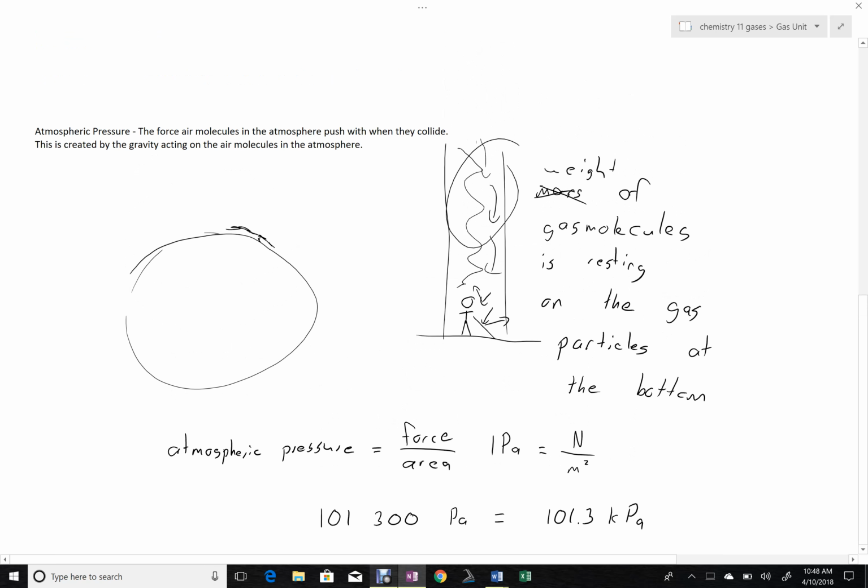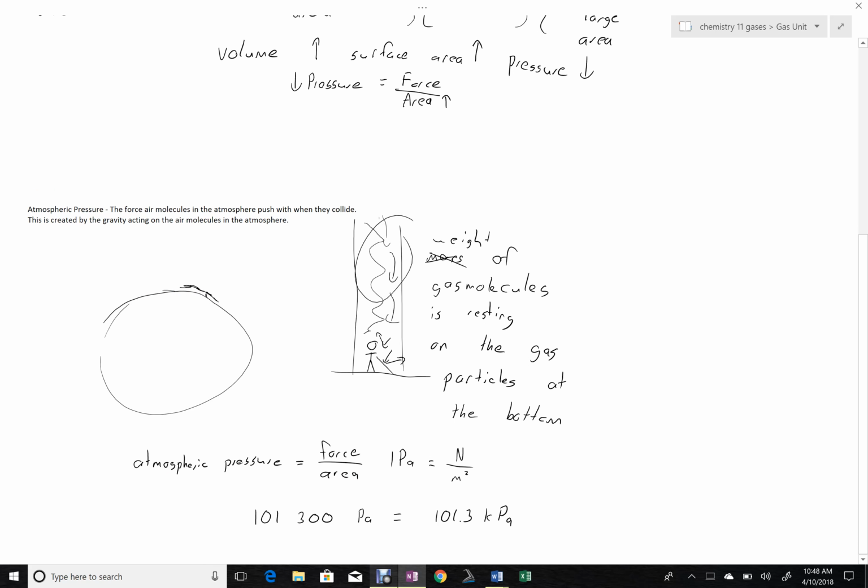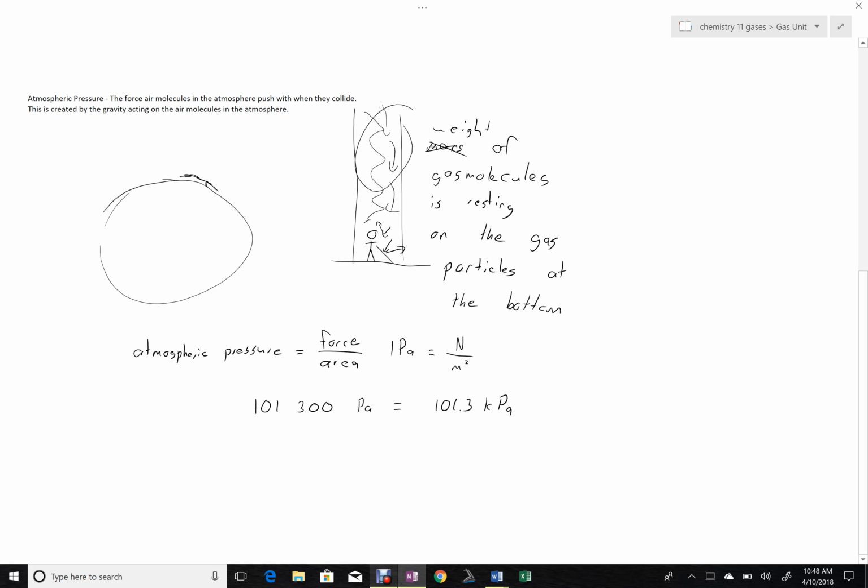So that's what pressure is, the amount of force delivered by colliding gas molecules per unit area, how it relates to temperature and volume, and why our atmosphere delivers a certain amount of force per unit area, or an atmospheric pressure, on us, depending on the weather conditions and where we are on the Earth.